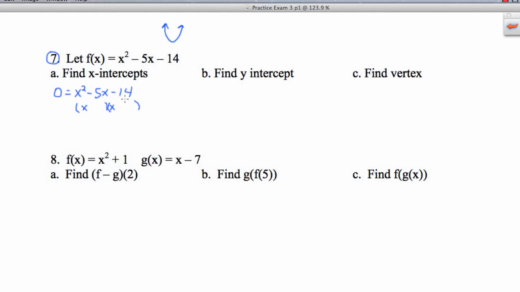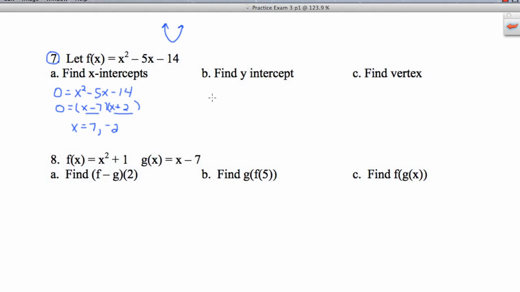Let's see, we need two numbers that multiply to be negative 14 and add to be negative 5. I think negative 7 and positive 2 work. Then we can use the zero product rule. We know that one of these two pieces has to be 0 in order to make this whole thing be 0. So what would make this piece be 0? 7. What would make this piece be 0? Negative 2. So those are the two values that have a y-coordinate of 0. Therefore, this is where we are going to cross the x-axis, your x-intercepts.